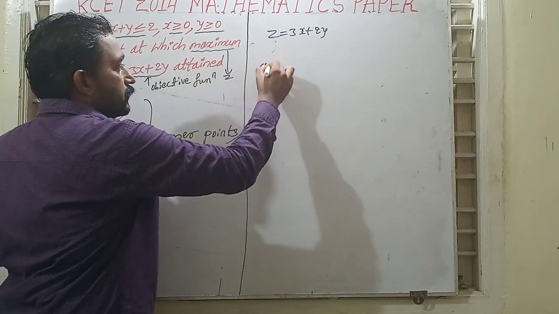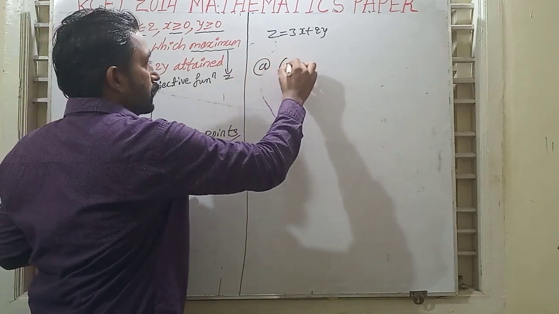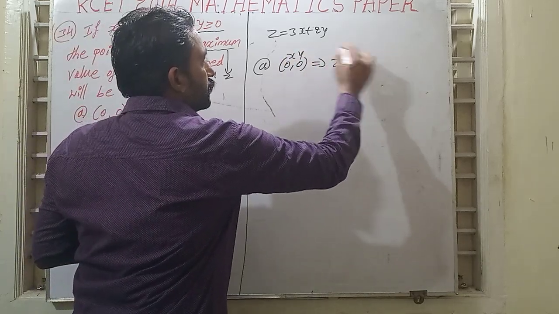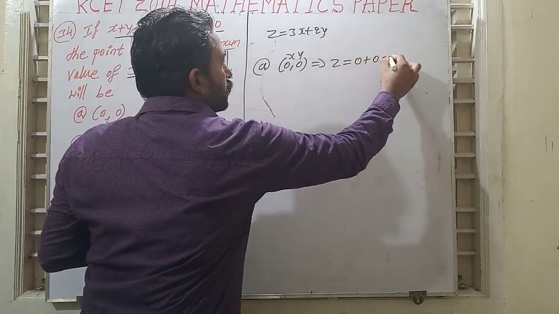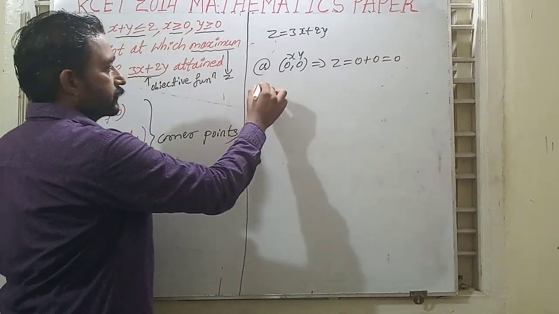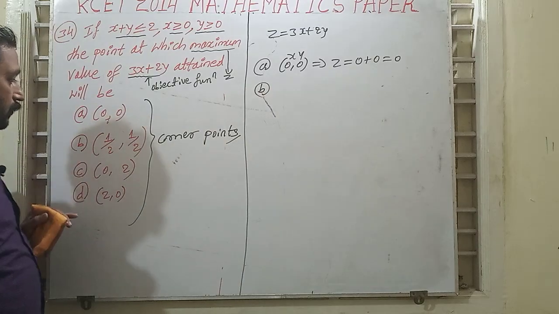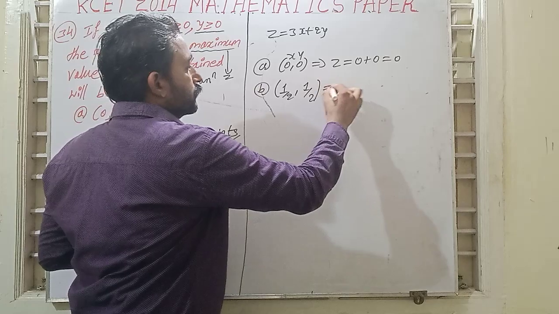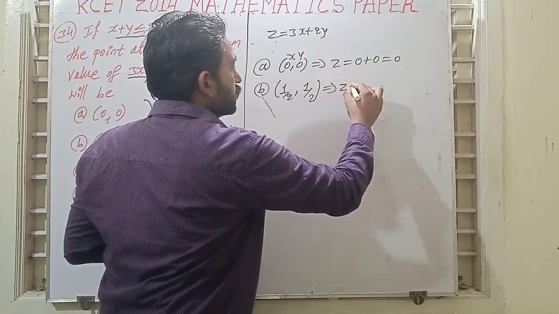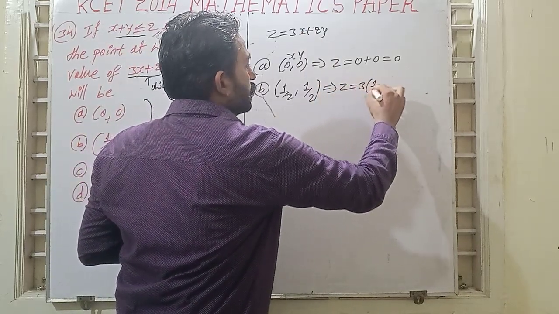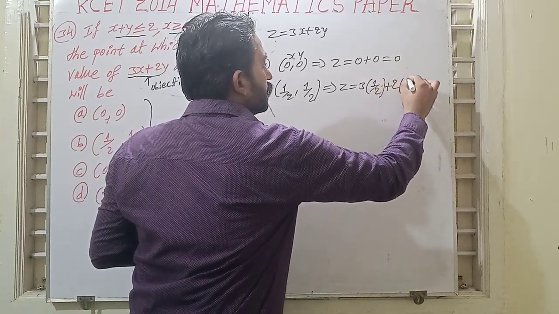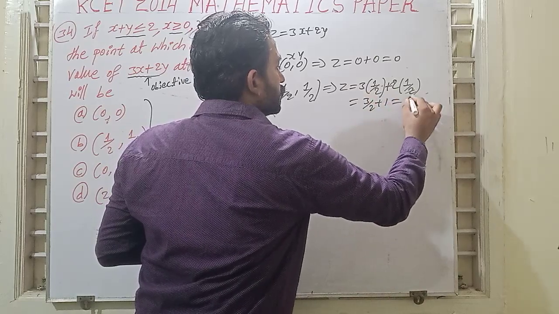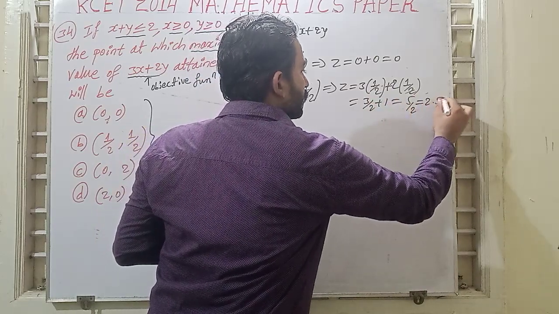First option A, (0, 0), x y. So this implies z is equal to 3 into 0 plus 2 into 0, which is 0. Take the second option, (1/2, 1/2). Substitute in z: 3 into 1/2 plus 2 into 1/2, so you cancel, 3/2 plus 1 is equal to 5/2, nothing but 2.5.